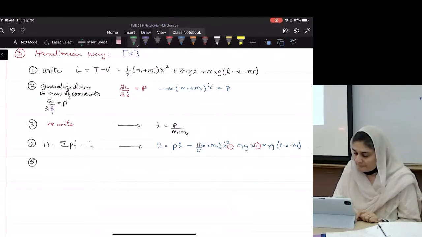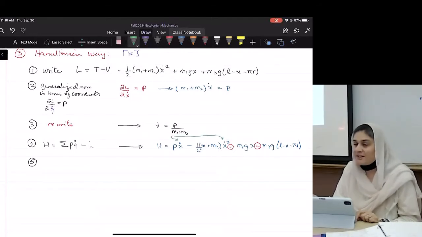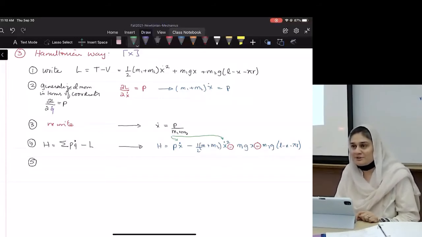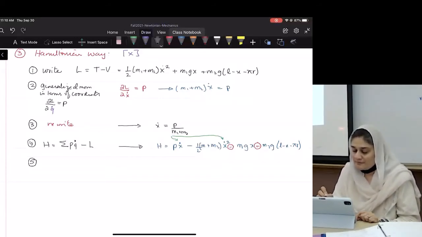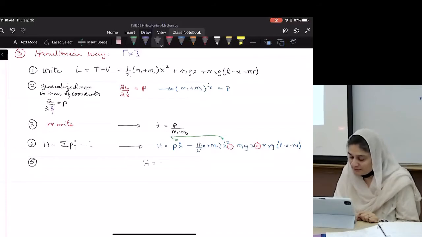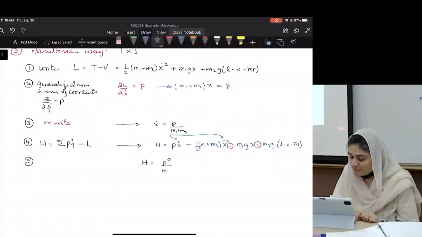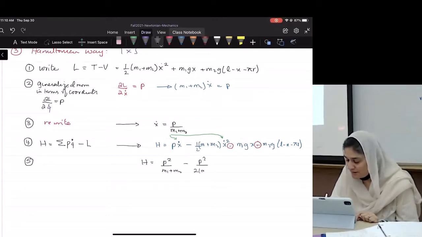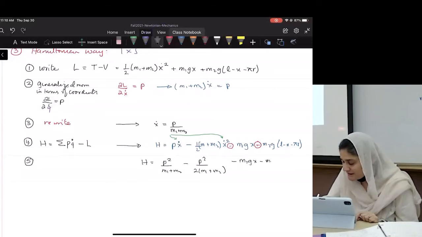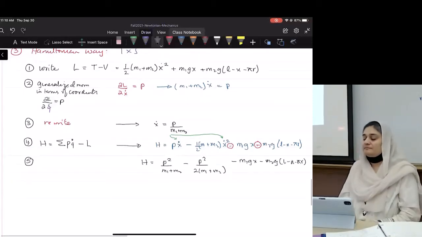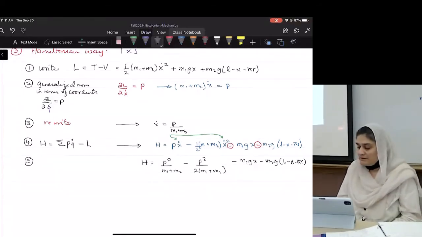So what's step number 5? Re-express in terms of momentum. Good. So that means everywhere there is an X dot, you have to replace it with P over 2(M1 plus M2). This means my Hamiltonian will become P squared over (M1 plus M2) minus P squared over 2(M1 plus M2), minus M1gX minus M2g(L minus X) minus pi R. So far, so good? Okay.